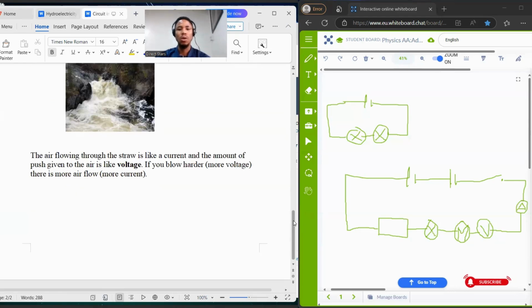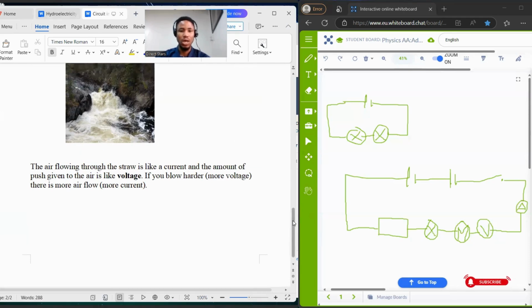In our next class, we will go with Ohm's law, which represents all these three variables. So that will be the end of today's class.